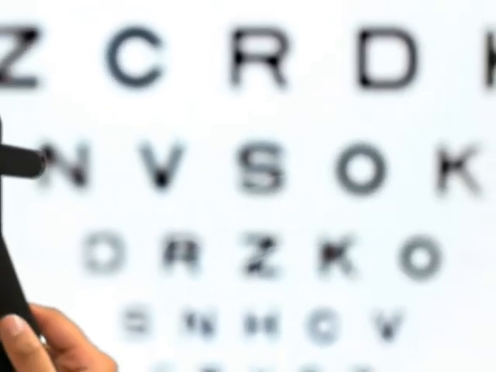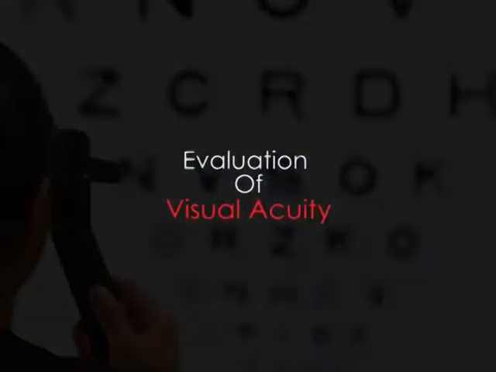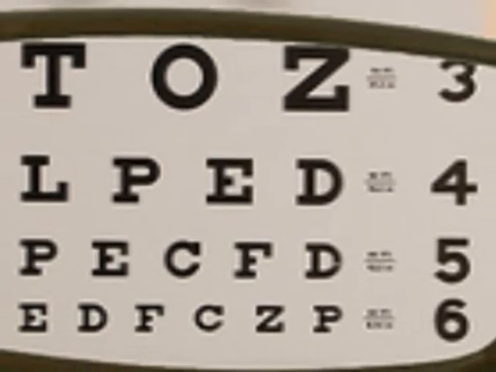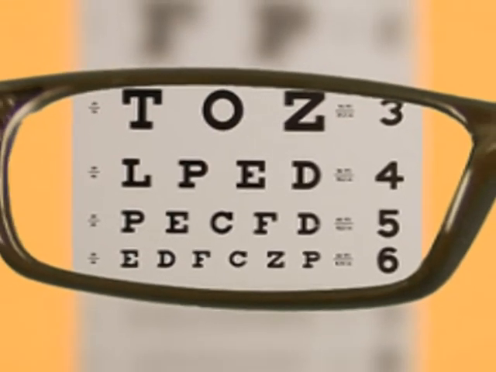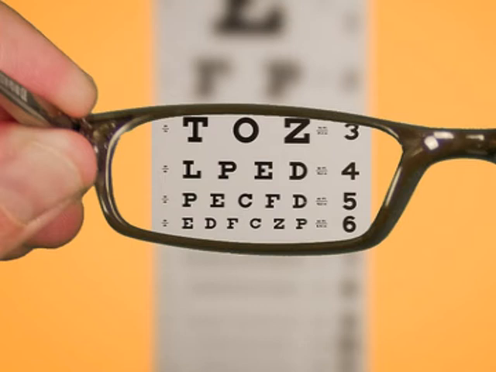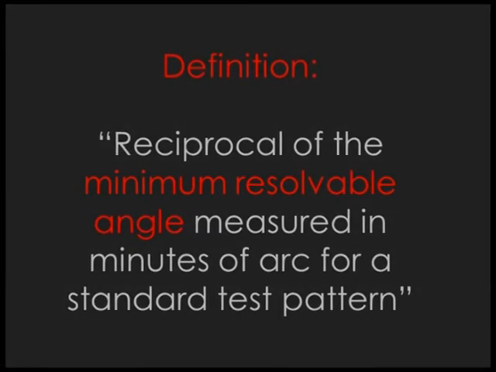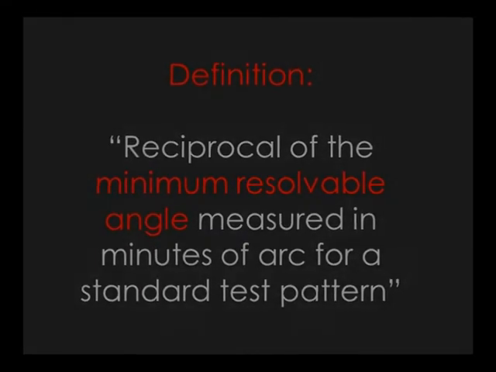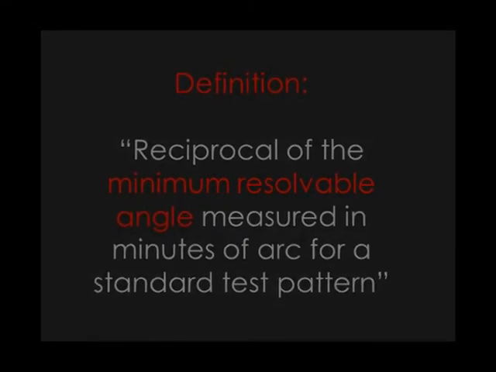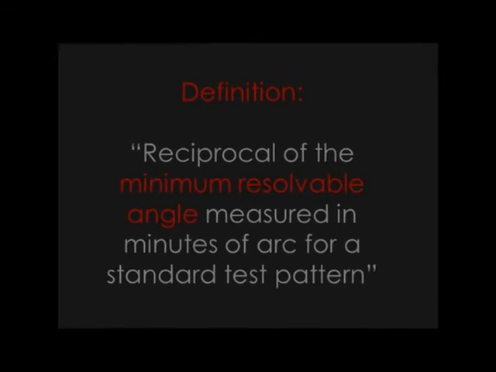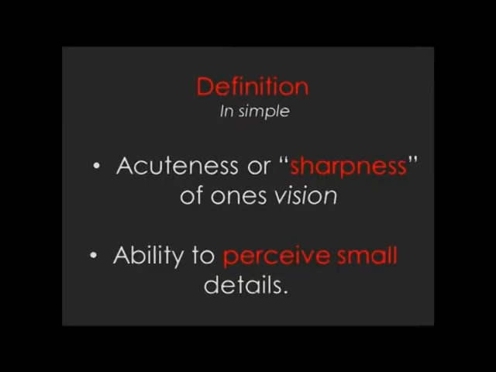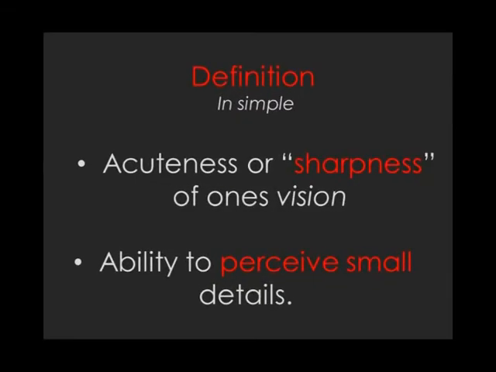This video shall guide us with the evaluation of one's visual acuity. Usage of the right methods in the ideal settings is extremely important to obtain accurate vision. Visual acuity is defined as the reciprocal of the minimum resolvable angle measured in minutes of arc for a standard test pattern. In simple words, it's just the accurateness or sharpness of one's vision.